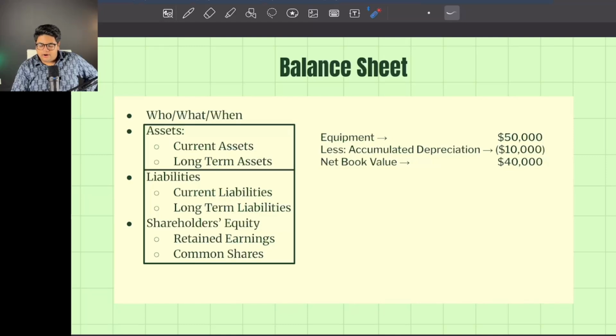So we're going to have contra accounts. These are basically the opposite of the account that they're meant for. For example, an asset account would have a contra asset account. You can also have a contra sales account if you have something like sales returns and discounts, etc.